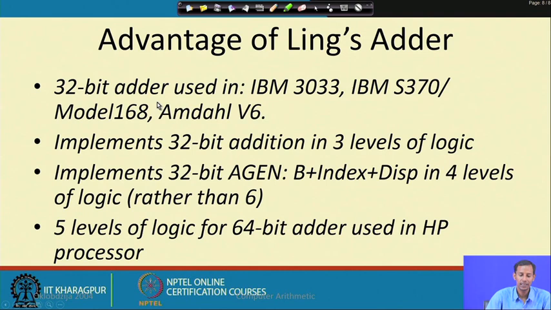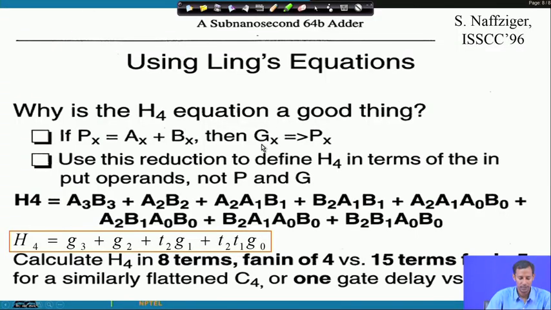And this 32 bit Ling's adder has been used in the IBM 3033 model. Then 3 levels of logic for the addition, and 5 levels of logic for the 64 bit adder used in the HP processor. So, the Ling adder was very much useful in the earlier days, in earlier computers and microprocessors.